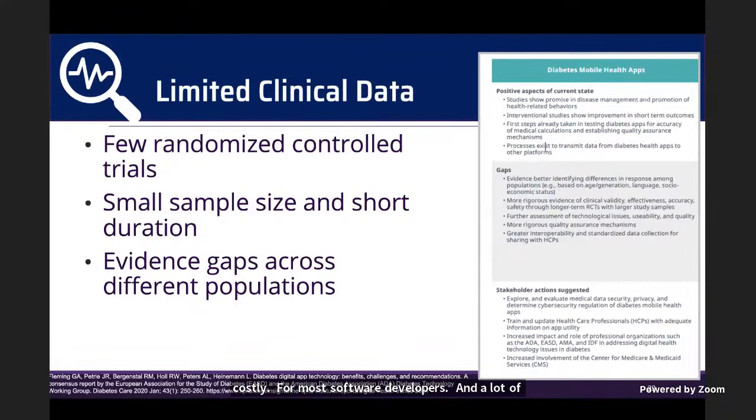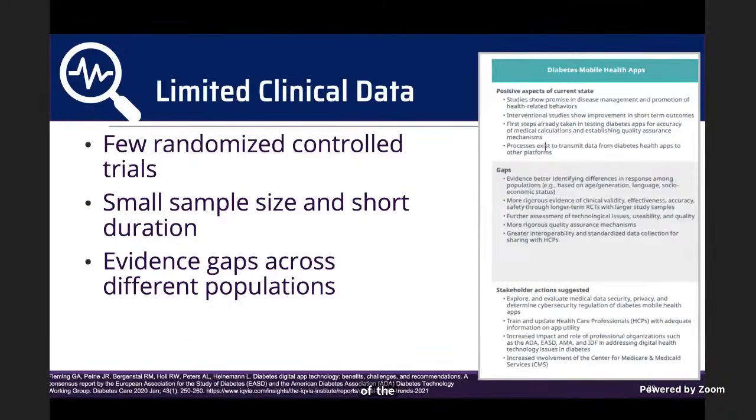Additionally, the technology changes very fast. As you guys know, with apps, there are always new app features and bugs being fixed. But to go through an IRB study, the app has to be exactly the same as when it started. So that's limiting, given the duration of a study. Small sample size and short duration are also limiting factors to support the evidence of apps over time.